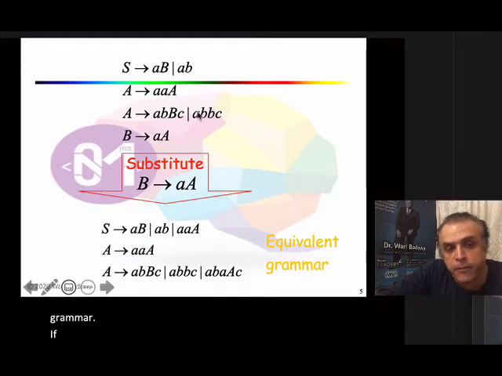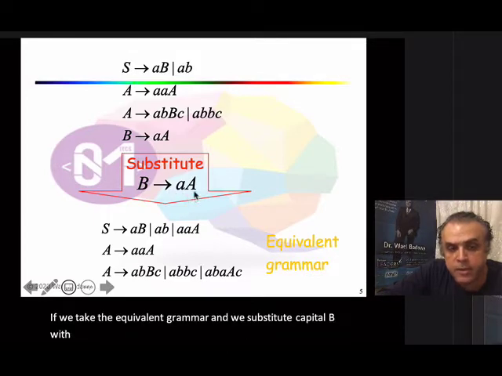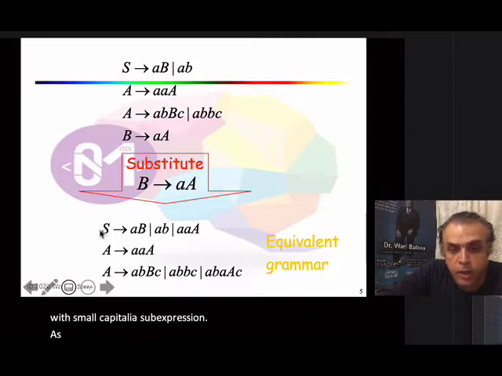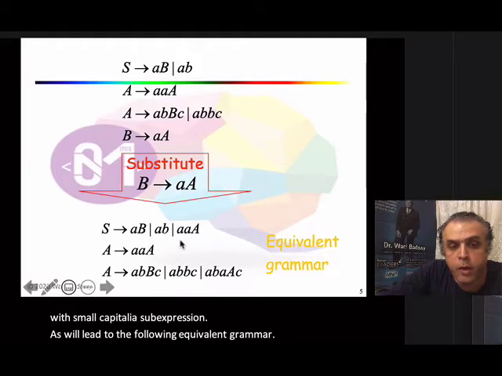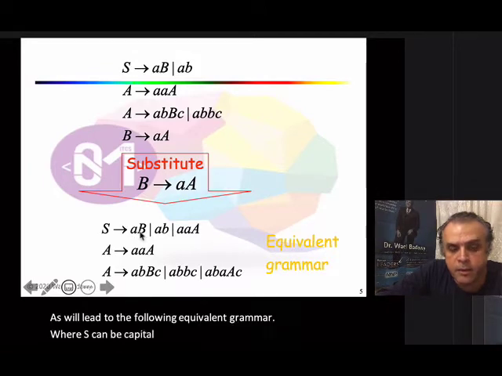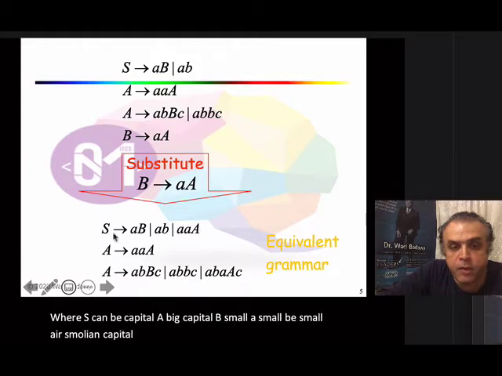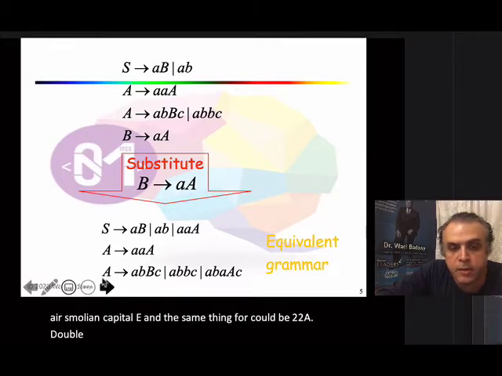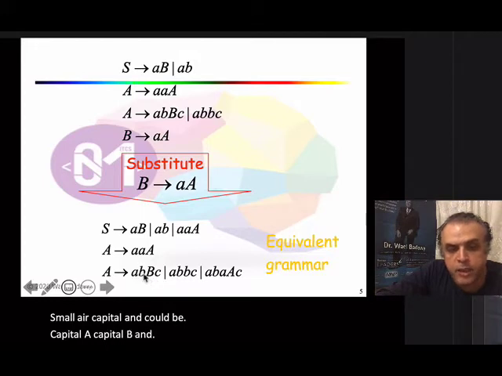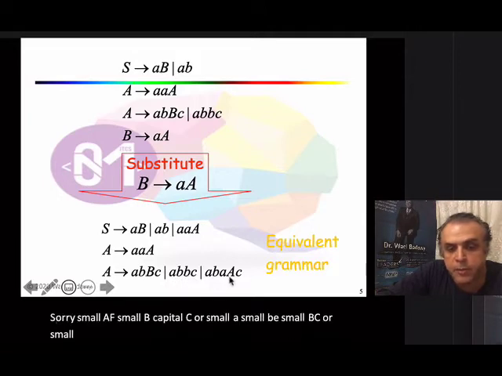If we take the equivalent grammar and we substitute capital B with small a capital A as sub-expression, S will lead to the following equivalent grammar, where S can be capital A, big B, capital B, small a, small b, small a, and capital A. And the same thing for A, and A could be capital A capital B, and sorry, small a small b capital C, or small a small b C, or small a small b capital A capital C.